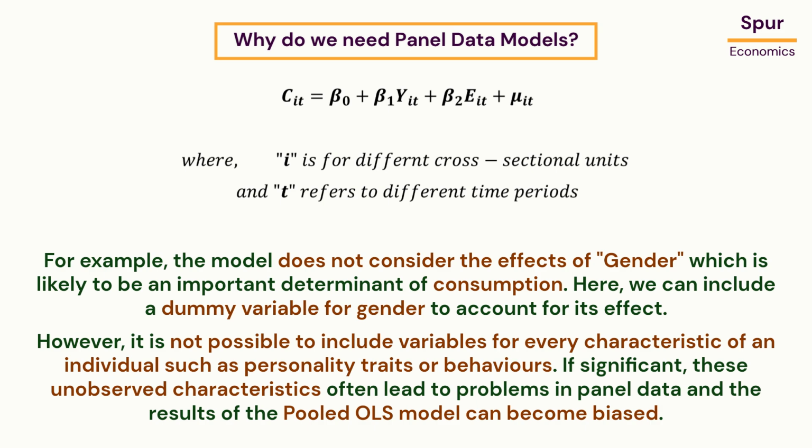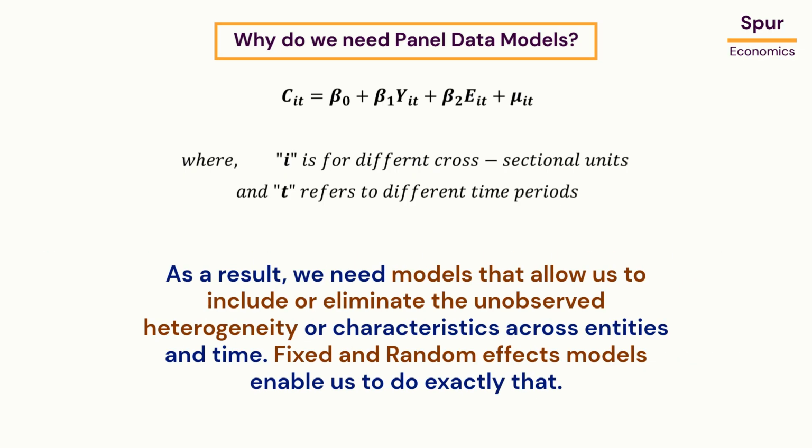If significant, these unobserved characteristics often lead to problems in panel data, and the results of the pooled OLS model can become biased. As a result, we need models that allow us to include or eliminate the unobserved heterogeneity or characteristics across entities and time. Fixed and random effects models enable us to do exactly that.